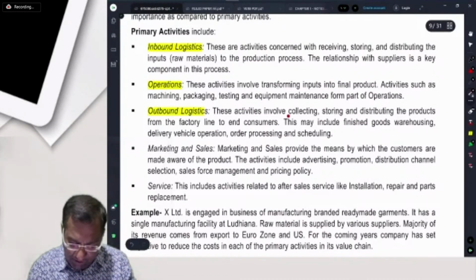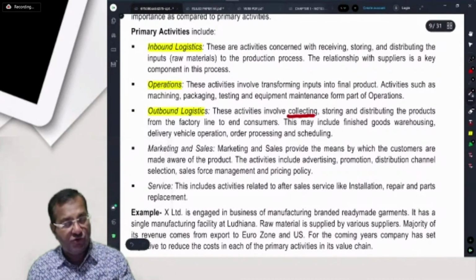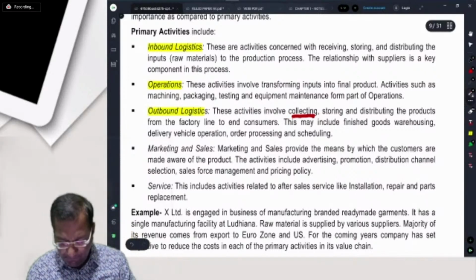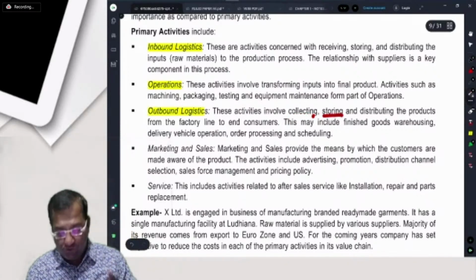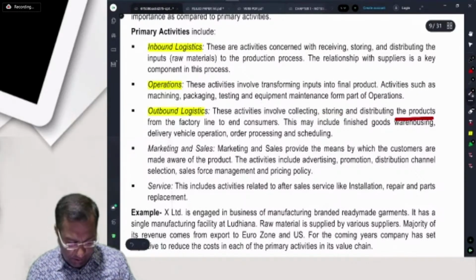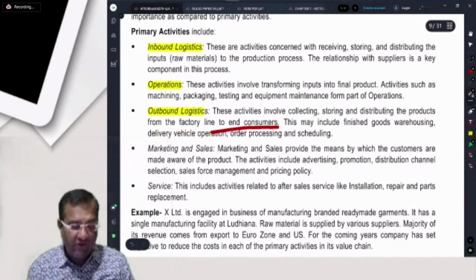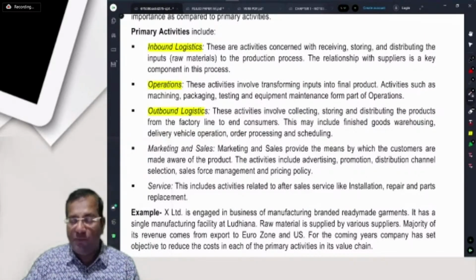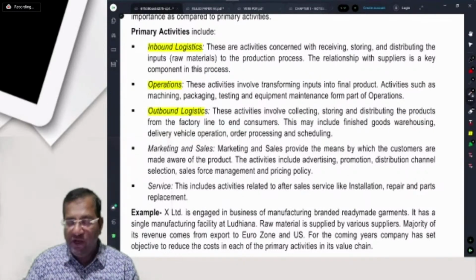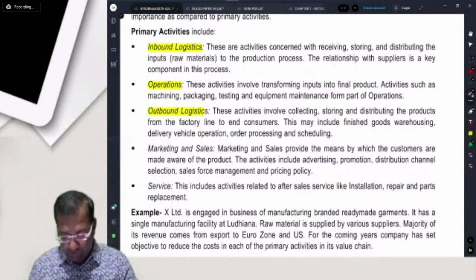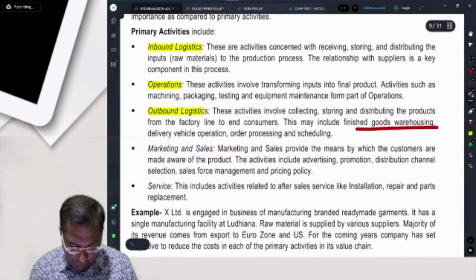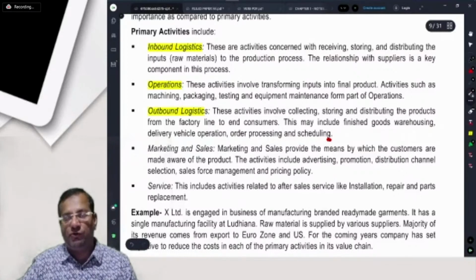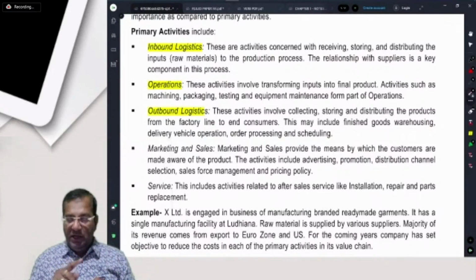What do you mean by outbound logistic? These activities involve collecting the finished goods from the production department, storing the finished goods in the finished goods warehouse, and distributing the product from the factory line to the end consumer. So again, there are 3 activities involved: collecting the finished goods from the production department, storing them in the finished goods warehouse, and distributing them to the end user. This may include finished goods warehousing, delivery vehicle operation, order processing, and scheduling.